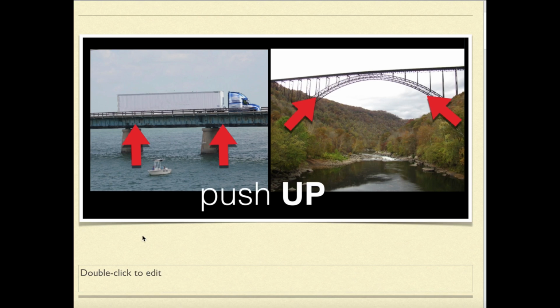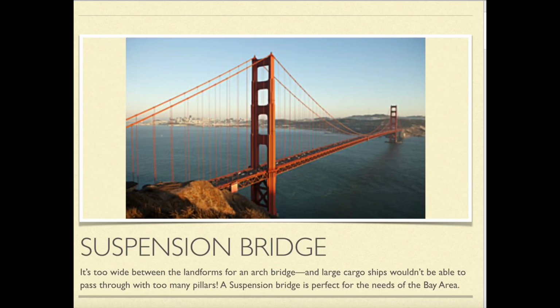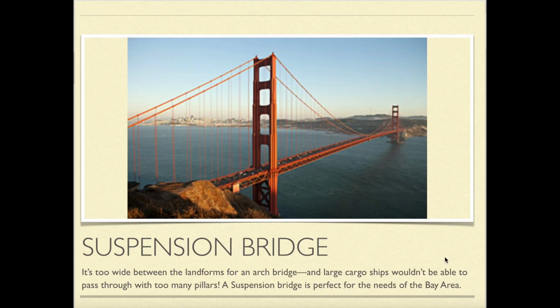Now in both of our previous examples, the arch bridge, and we'll call this one the pillar bridge, the pillars are pushing up to be able to support the things on top that are pushing down. But there's another kind of bridge that uses poles. One of the most famous bridges in the world is a suspension bridge.